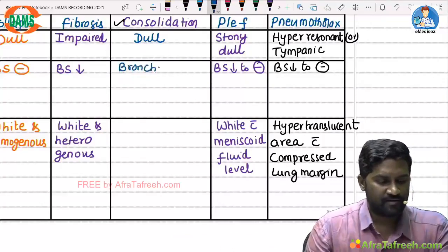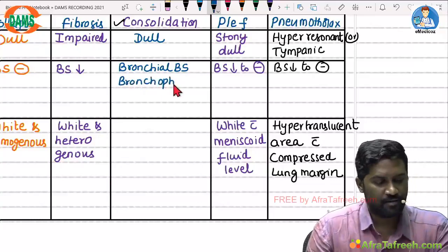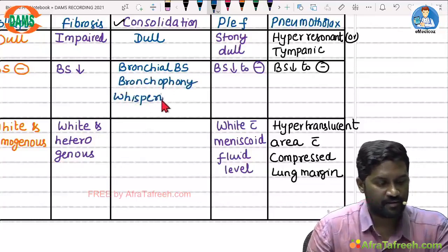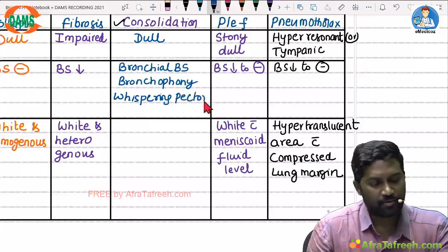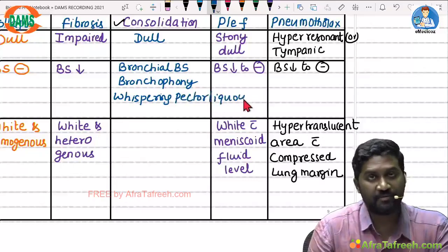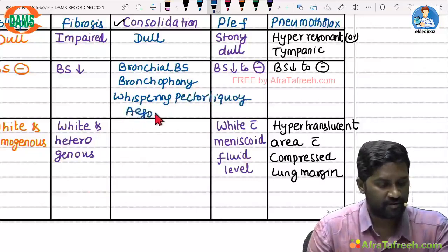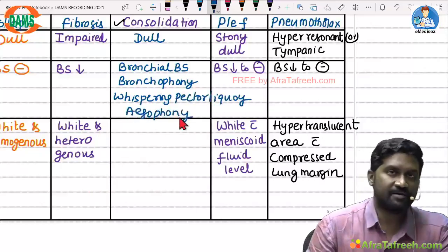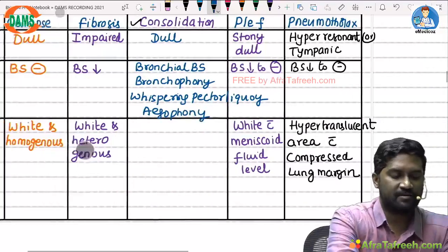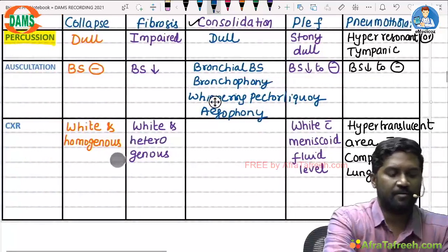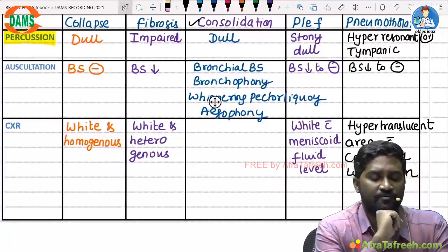So whenever there is an area of increased sound conduction along with bronchial breath sounds, what all can you see? We can see bronchophony, whispering pectoriloquy. All these mechanisms we have just discussed. Egophony. Whenever there is consolidation, in auscultation we can find bronchial breath sounds, bronchophony, whispering pectoriloquy and egophony.